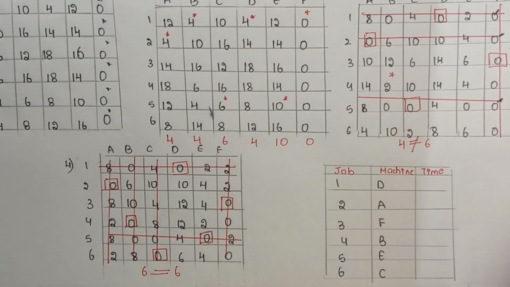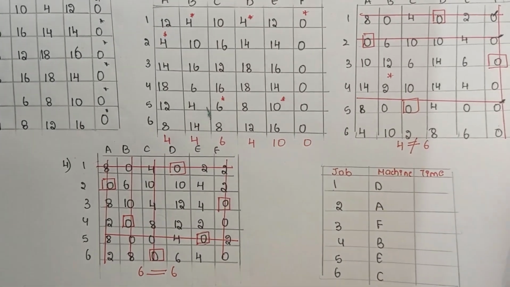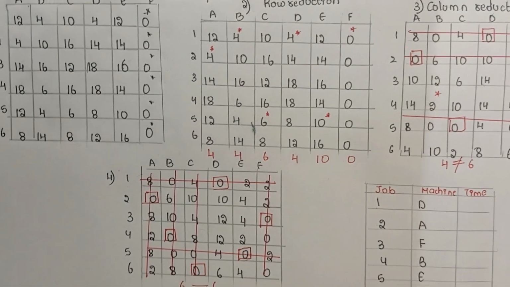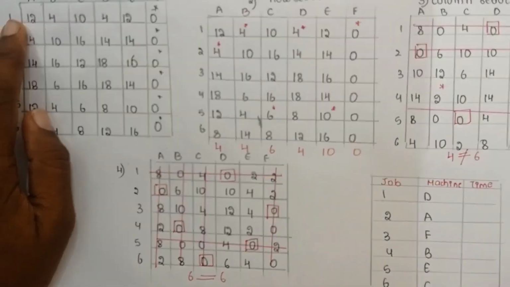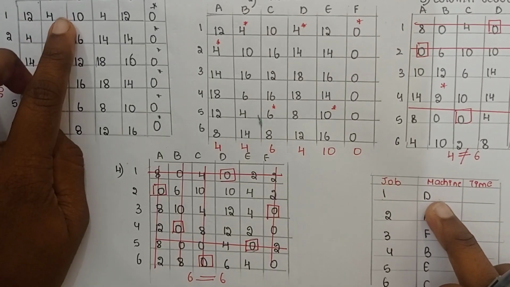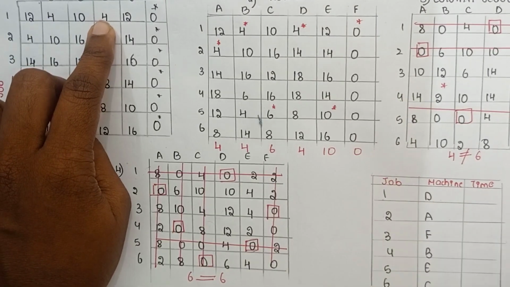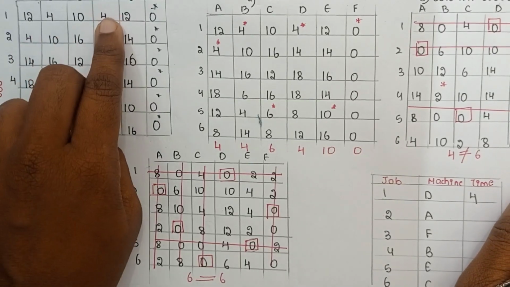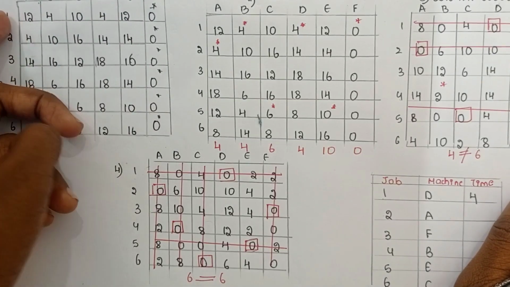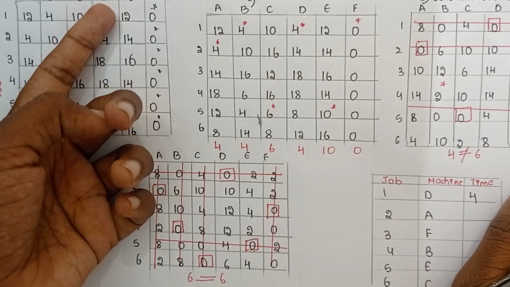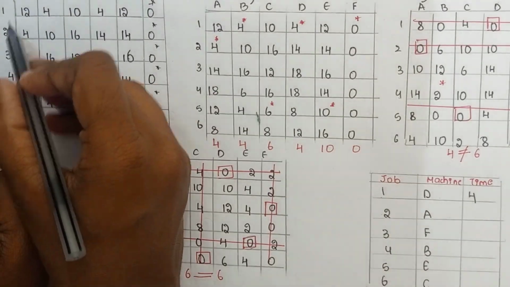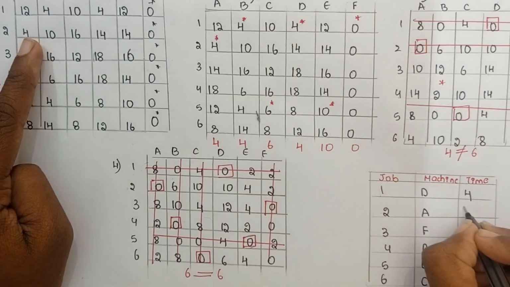Now what we have to do is calculate the time. So for that we have to see the question matrix. So the first job is performed by the D machine at the time 4. We have to see the values under the column. And the second job is performed by A at the time 4.